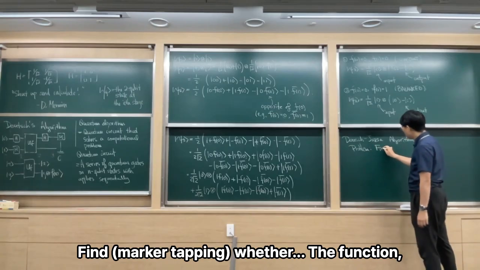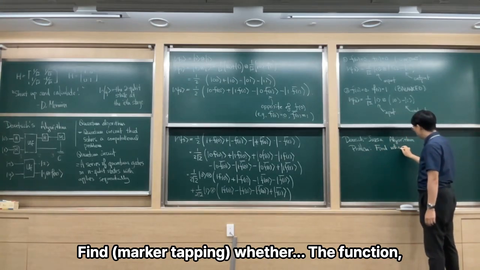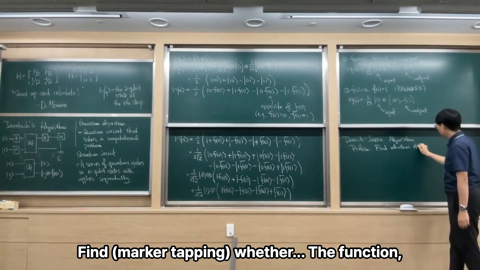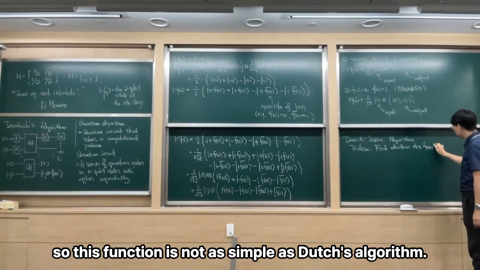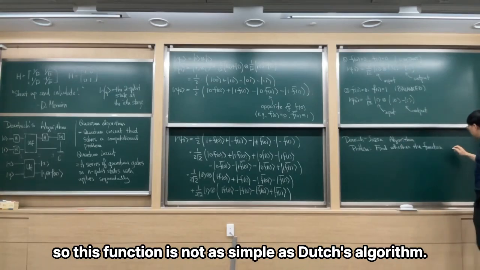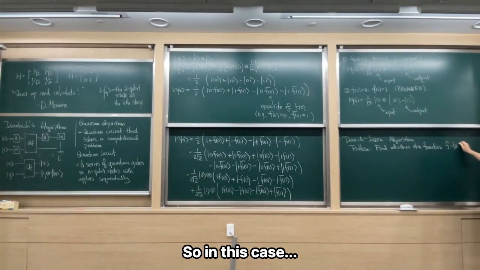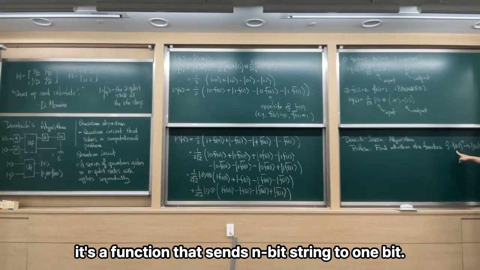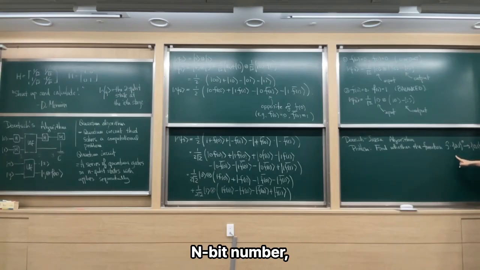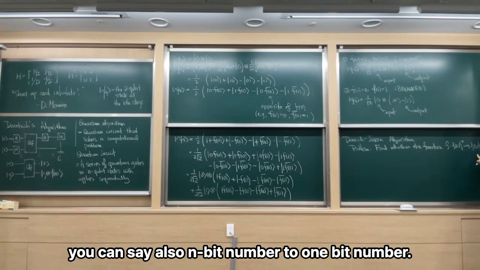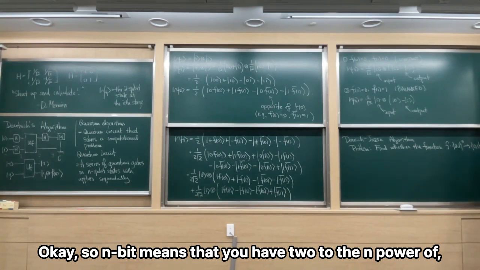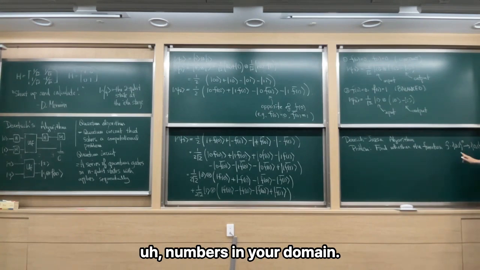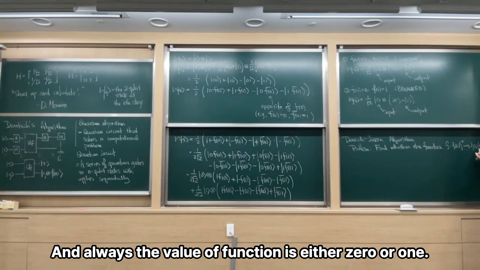Find whether the function, and this function is not as simple as in Deutsch's algorithm. In this case, it's a function that sends an n-bit string to 1 bit. N-bit number, you can say also n-bit number to 1-bit number. N-bit means that you have 2 to the nth power of numbers in your domain, and always the value of the function is either 0 or 1.